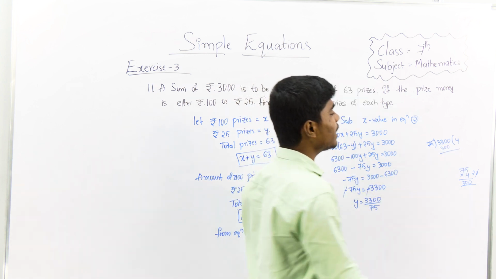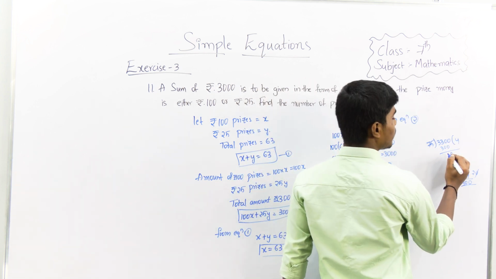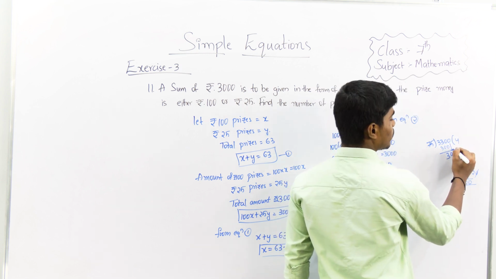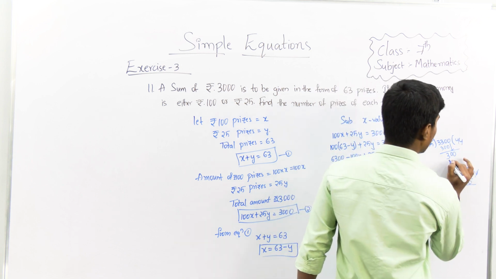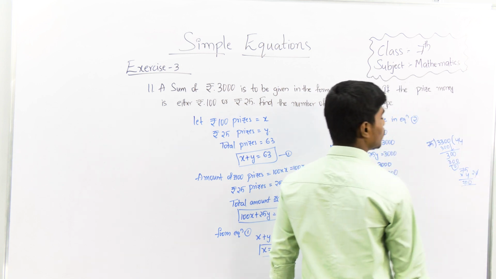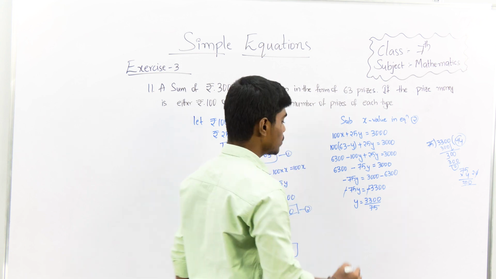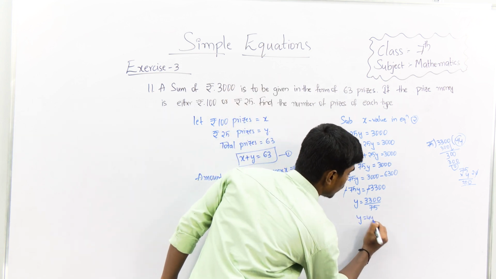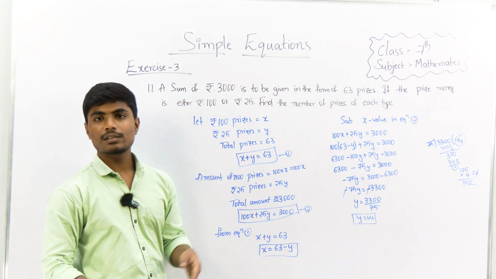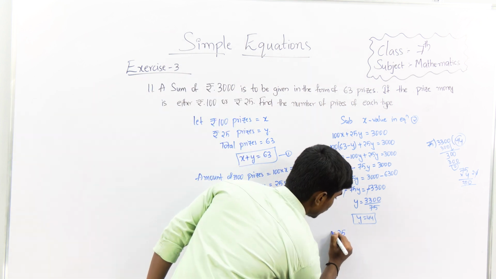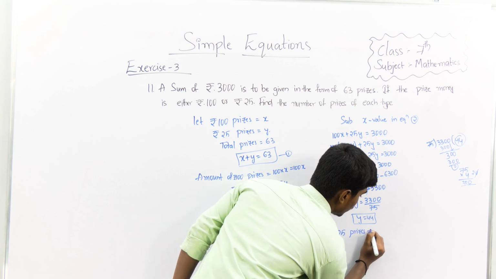Okay, what is remaining? 0. Here 3 minus 0 is 3. Again 0, 300. See, 75 fours are 300. The remainder is 0. The answer is 44. So y is equal to 44. Here what is y? y is the 25 rupees prizes. So 25 rupees prizes is equal to 44.